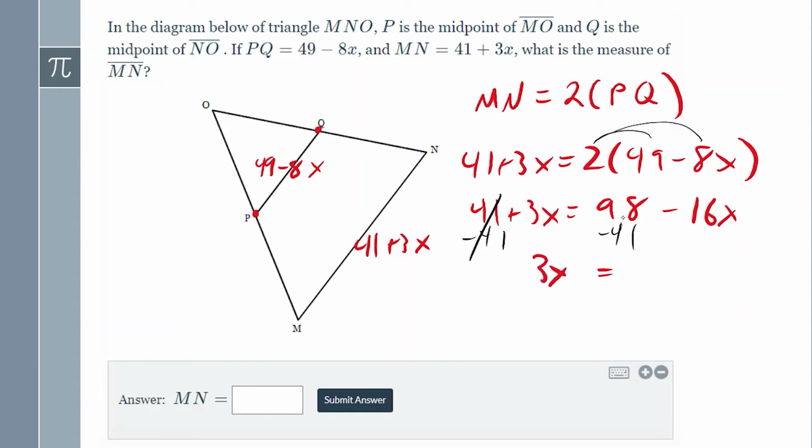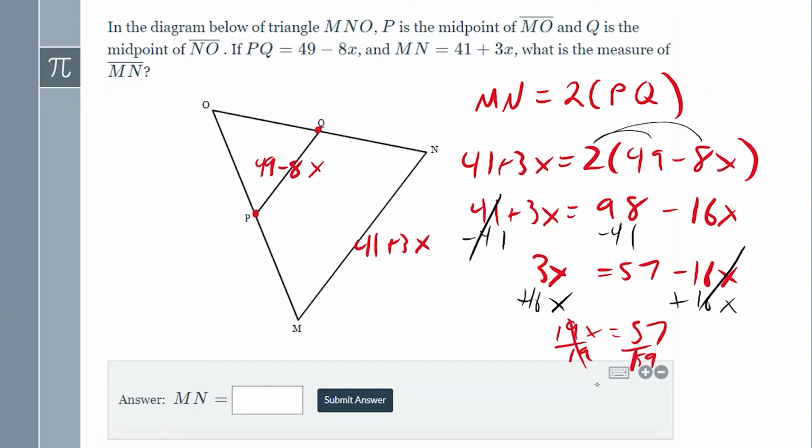3x is equal to 57 minus 16x. Add the 16x to both sides, and we get 19x is equal to 57. Divide both sides by 19. Whoops. And x is 3.